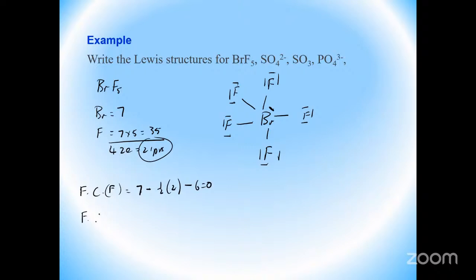And we do the same calculation for bromine, which would be 7 minus half of 10 (2, 4, 6, 8, 10), minus 2, which would be equal to 7 minus 5, that's 2, minus 2, that's 0, right? So there are no charges present on this molecule, okay? And that's basically how that is done.